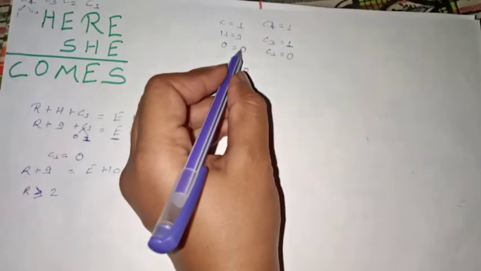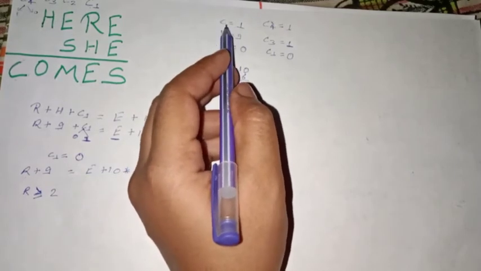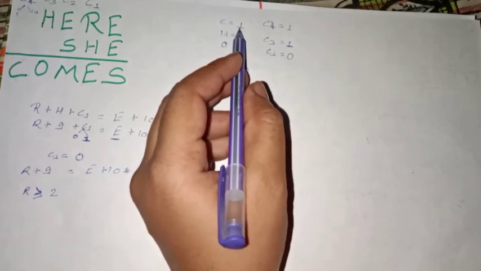Now we put this value of C1 in this equation. We got R plus 9 equal to E plus 10 into C2. One thing more, here possible value of R is always greater than or equal to 2, because value 0 is not possible since it is already occupied by O, and value 1 is also not possible because it is already occupied by C. So we take value of R greater than or equal to 2.